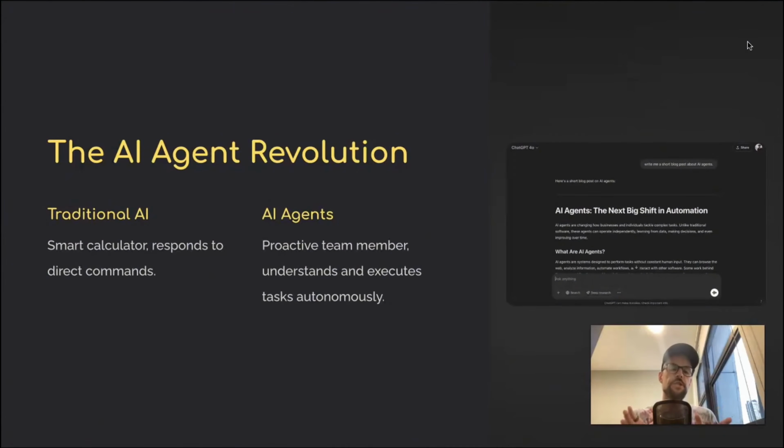So the first differentiation we need to make is between traditional AI and AI agents. Now, traditional AI is your ChatGPT, it's your Claude, it's your Grok. These are basically LLMs where you input a prompt and then you get a specific output. So it's input and then output. That's what these models are really good at.